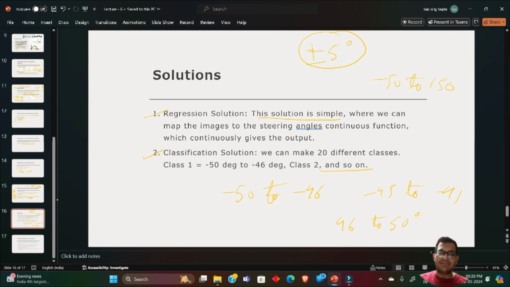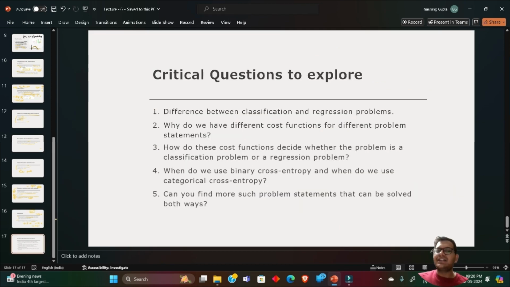Now, what are the critical questions you should explore after watching this video? First, what is the difference between classification and regression problems? Why do we have different cost functions for different problem statements? How do these cost functions decide whether the problem is a classification problem or a regression problem? Then when do we use binary cross entropy and when do we use categorical cross entropy?